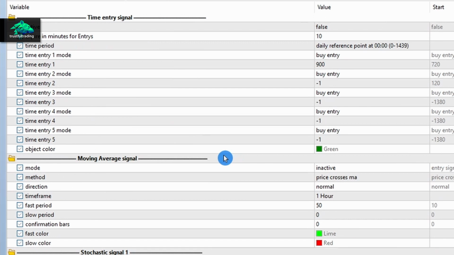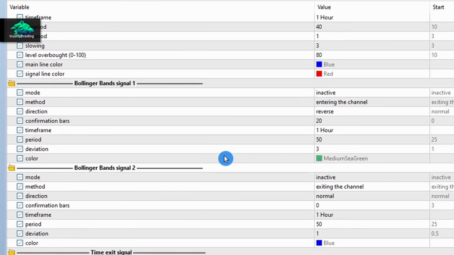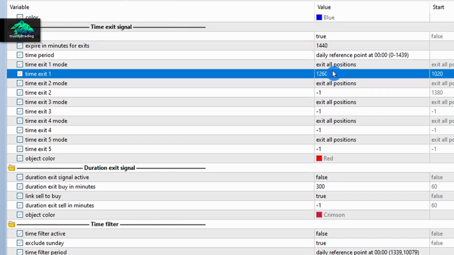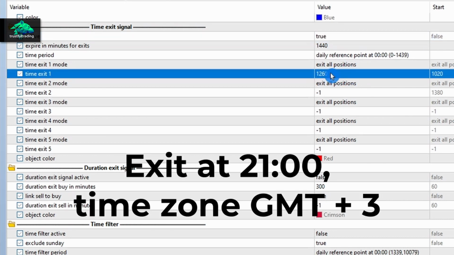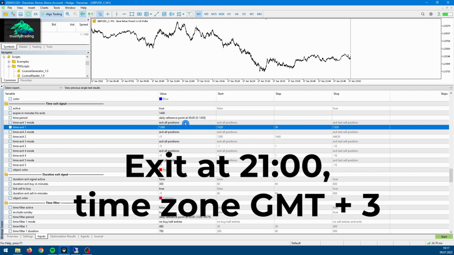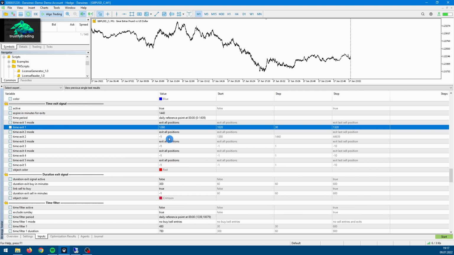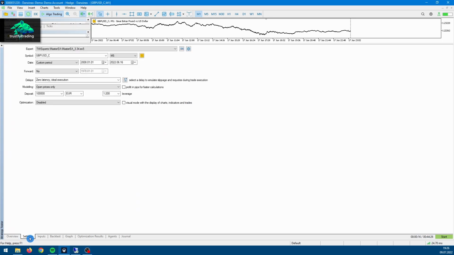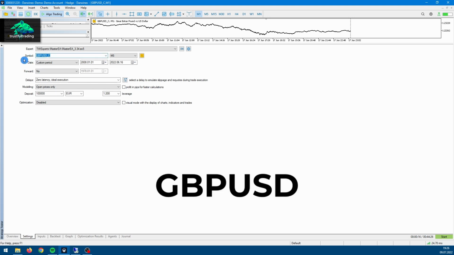And then of course we need an exit signal. So for the exit signal, I will just use a simple time exit. We activate the time exit signal and we set the time exit at 9 p.m. And by the way, the time zone of my backtest data and the time zone of my broker is GMT+3, so there are no Sunday bars. Okay, now we can go to the settings tab and set the symbol. The symbol for this strategy is British pound US dollar.